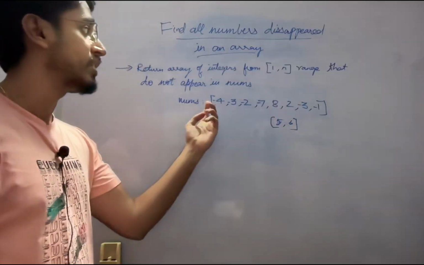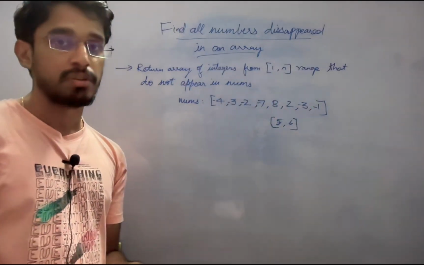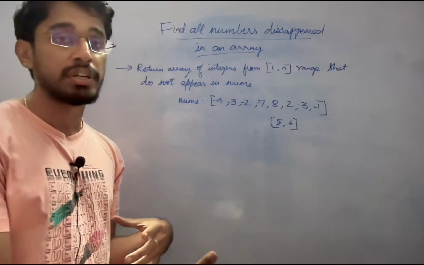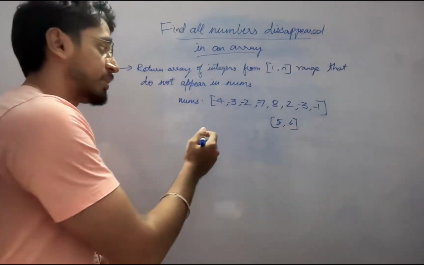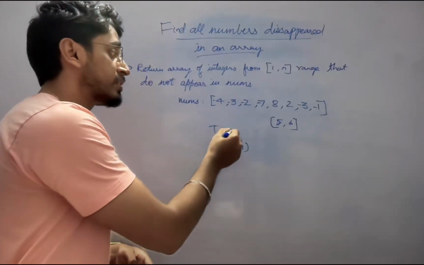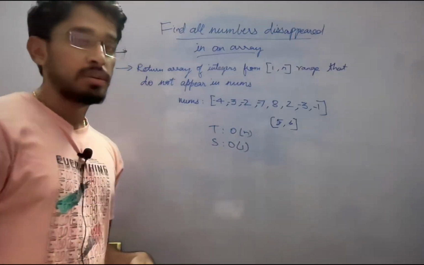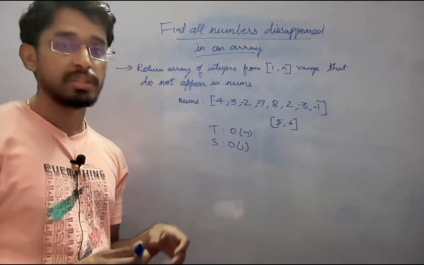If you want to verify, you can just check it. So 5 and 6 are not there within this given set of numbers. So we are not creating any extra data structure in order to keep track of missing numbers. So the space complexity is O of 1, while the time complexity is still O of n. So this is the solution for this problem, to find all numbers disappeared in an array.